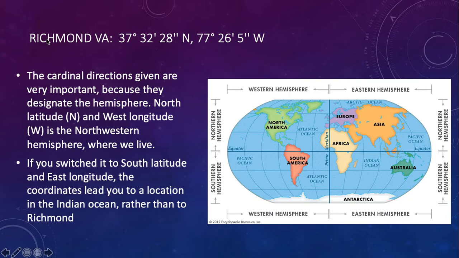So west is west of the prime meridian, that's that vertical line that crosses through Europe and Africa, and north is north of the equator.